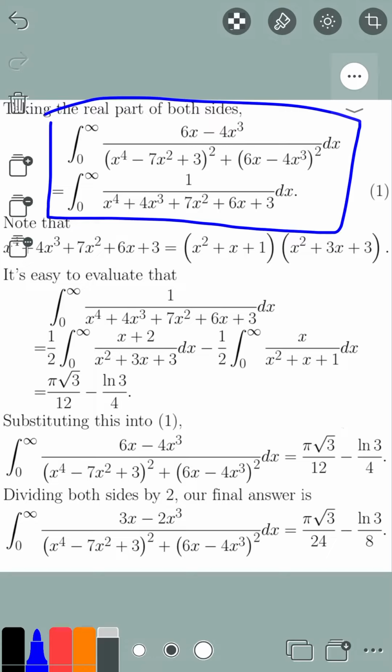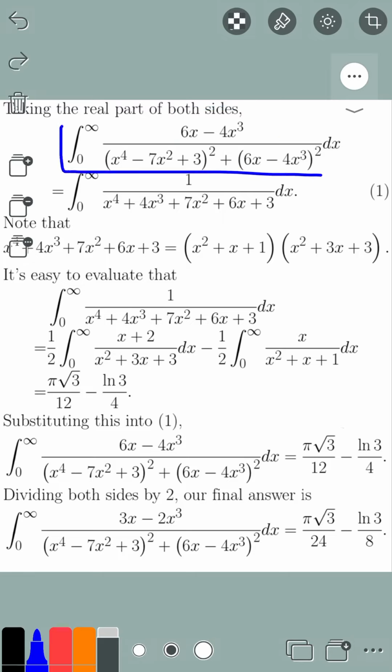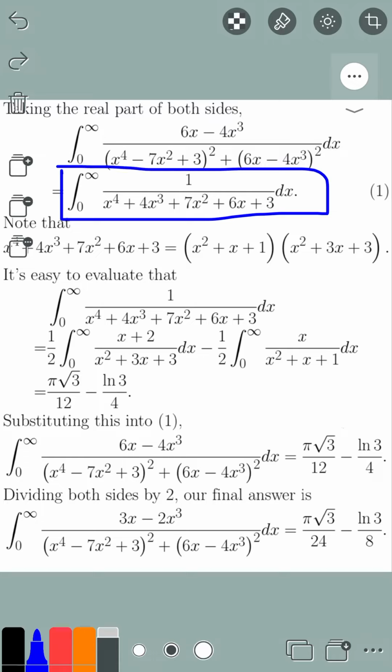That's quite long, but notice here in the numerator we have 6x minus 4x cubed, and we just need to divide it by 2 to get 3x minus 2x cubed, which is exactly the same as the original integrand of the integral that we're solving in this video. Alright, so now we need to solve for this integral. And then we just need to divide it by 2, and we get the answer for the original integral. But to solve for this, we need to solve for this integral first.